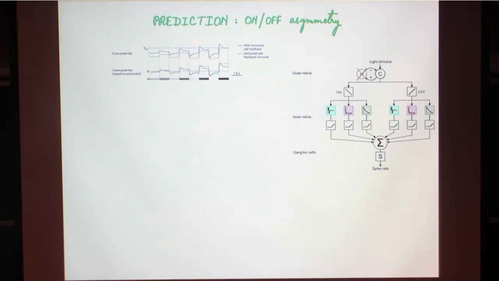So another prediction is the following. Because of the on-off asymmetry that we have here, what you see is the response. These are responses in the cones, but where I've subtracted the baseline just to emphasize the difference between the yellow and the blue line. So if you look at this, you see that the difference here between the yellow and the blue, or the orange and the blue, is much bigger than this. Okay? So in the on part of the stimulus, you have a bigger effect on the peak of the removal of horizontal cells.